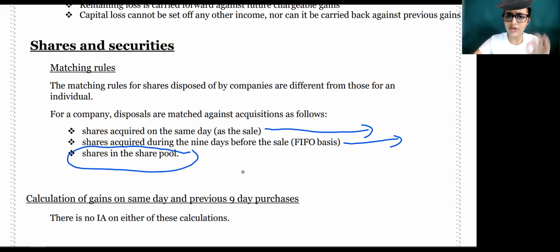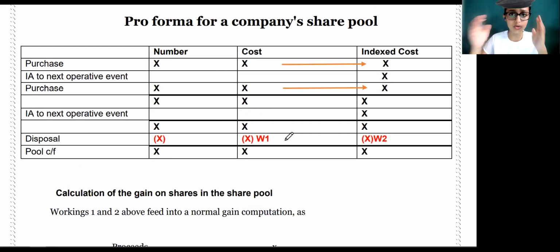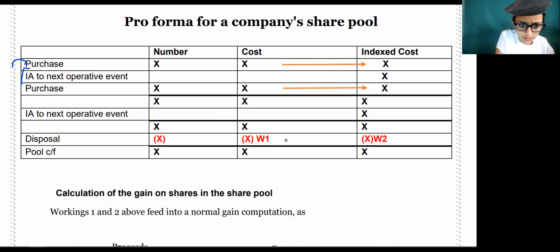You have to be very good with the share pool working. Let me show you the share pool working. This is what the share pool working looks like. Always follow the logical way of doing things. Write the numbers column, cost and indexed cost goes there. And think of a burger. That is after each purchase. If the next event is a purchase, before that, don't forget to put the IA over there, and then a purchase comes. So make a perfect burger like that.